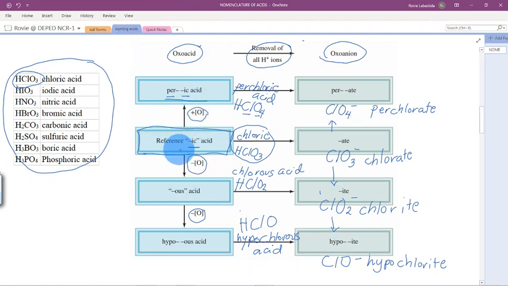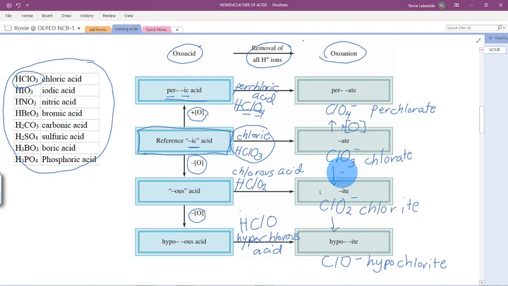From the -ic acid, if you add 1 oxygen atom, it will become a per-ic acid. So chloric becomes perchloric. Now, from the -ate ion, if you add 1 oxygen atom as well to the formula, from ClO3 negative, it will become a per-ate ion, so ClO4 negative. So there is an addition of 1 oxygen atom in the formula.